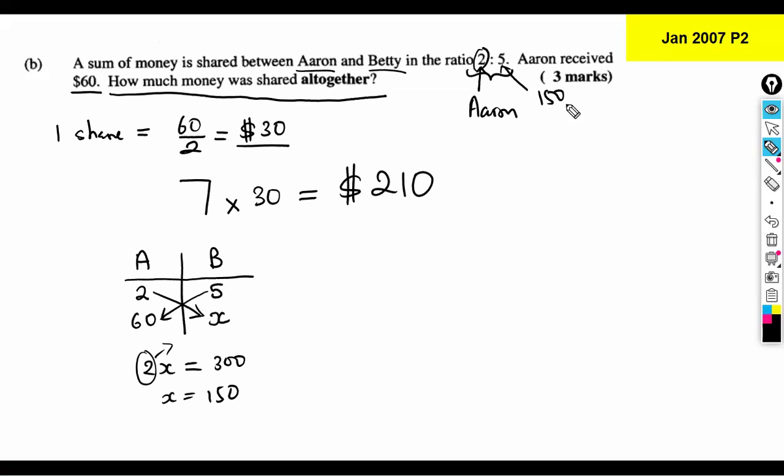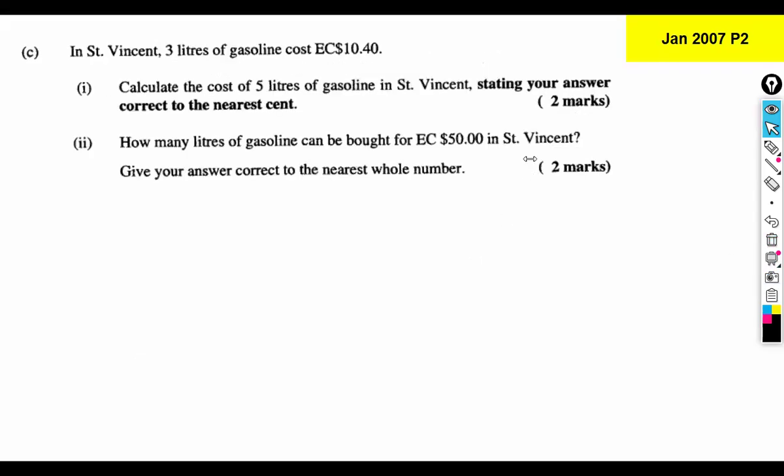So how much money is there in all? Aaron's share, which is 60, plus Betty's share, which is 150. When you add that up, you're going to get $210 anyway. So any method would have given you the correct answer. Let's move on to part C. They're always happy when you see ratio questions in the exam. Not everyone got this one correct, but hopefully the next question will have more luck. Part C. Good luck.